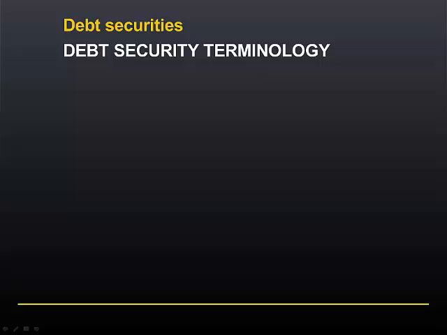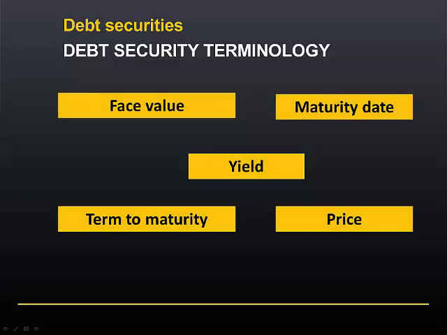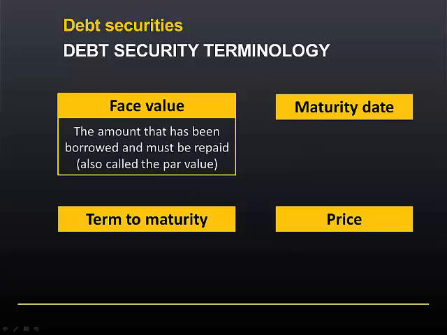Before we use information about debt securities to value them, we need to be familiar with some of the terminology used to describe their features. I've already used some of these terms: face value, maturity date, yield, term to maturity, and price. The face value is the amount that must be repaid to the lender or the investor. In most cases, it is the amount that was originally borrowed. It is also sometimes called the par value.